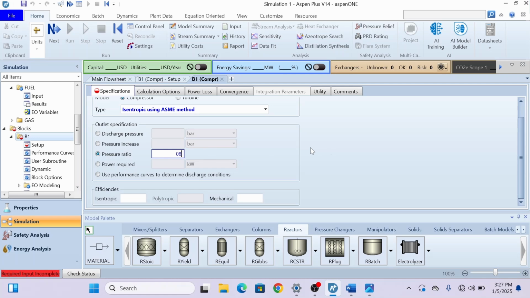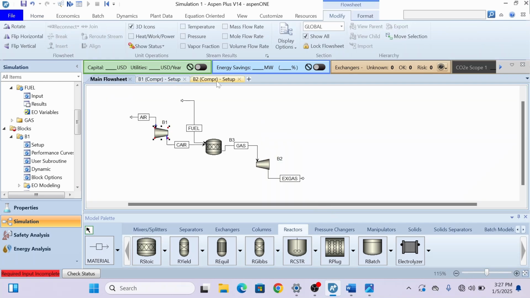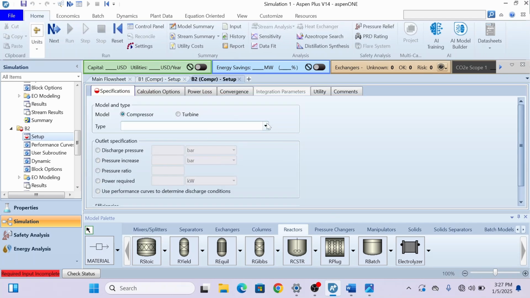So pressure ratio of 8, and if you want to specify these efficiencies, we have not given them, so just leave them as such. Now after this, press this next button. Now here, what is our B2? B2 is our turbine. So again, I will press here on the isentropic and select turbine.